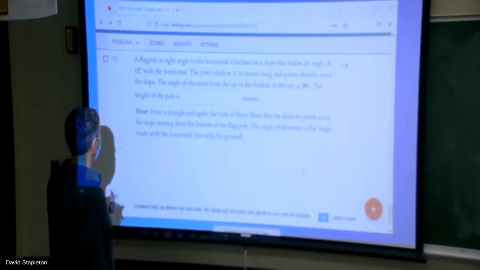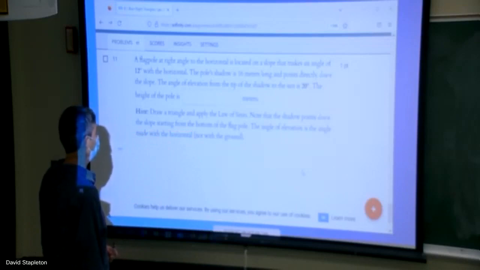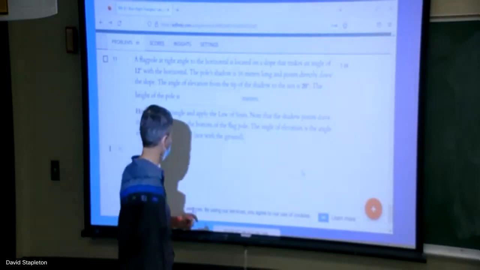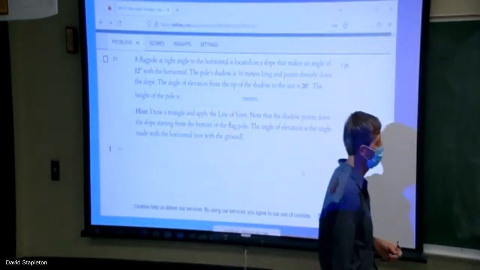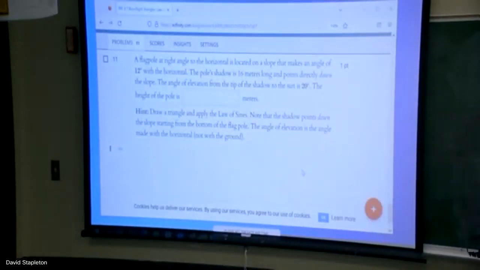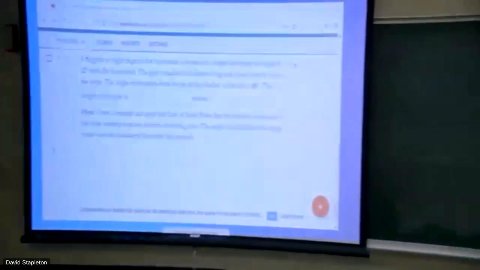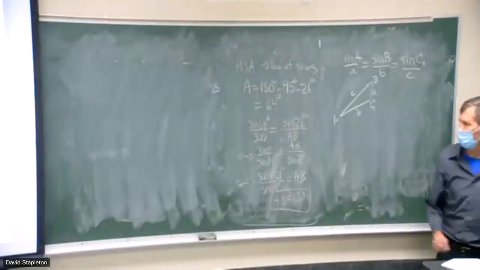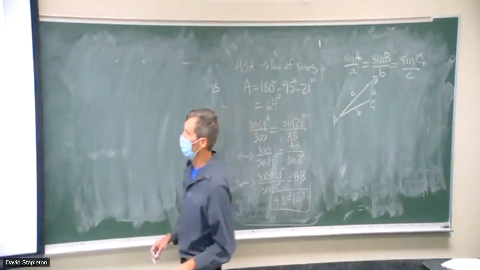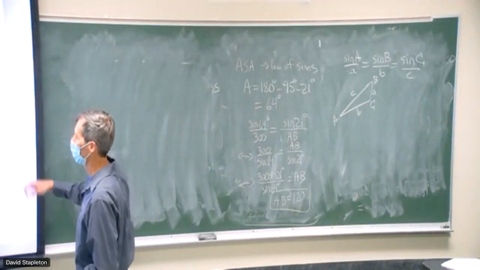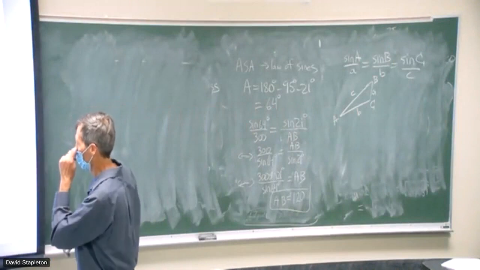Note the shadow points down the slope starting from the bottom of the flagpole. Angle of elevation is the angle made with the horizontal, not with the ground, right? So this is what we're given here. Part of it is just learning these terms for angle of depression and angle of elevation.